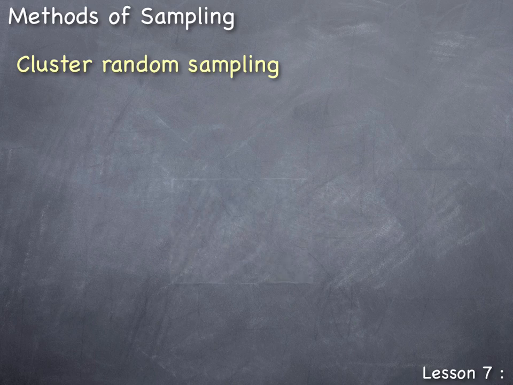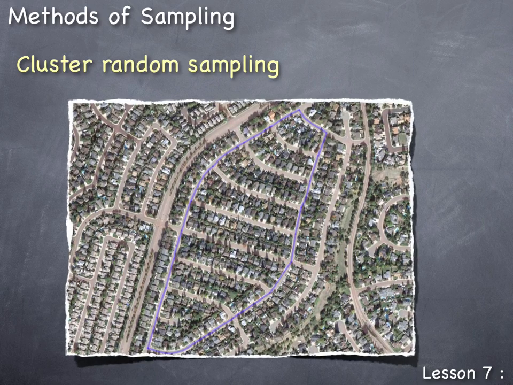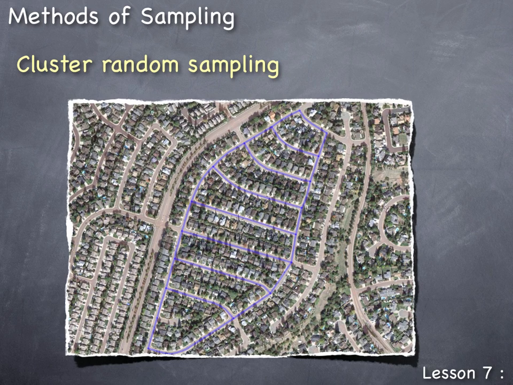To illustrate this form of sampling, we identify our population of interest of all the households within this neighborhood, and then this population is broken up into groups or clusters. A natural clustering of homes in this neighborhood is by block.